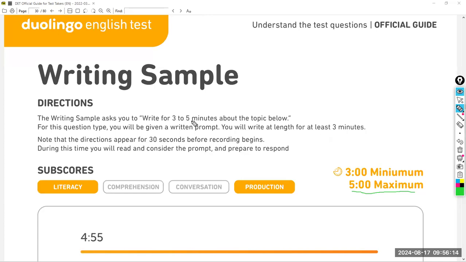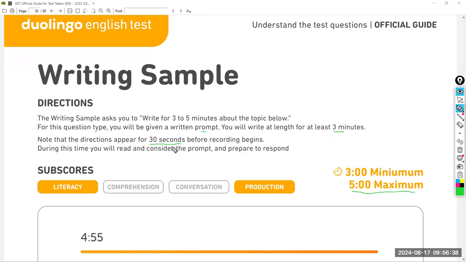Okay, so for this question type, you will be given a written prompt. You will be given two written prompts. You will write at length for at least, as I told you, 3 minutes. Note that the directions appear for 3 seconds.